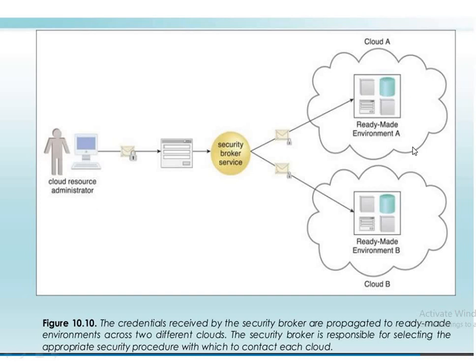You can see here there is a ready-made environment A provided by cloud A, and there is another ready-made environment B provided by cloud B. So the credentials received by the cloud security broker are propagated to ready-made environments like environment A and B across two different clouds, cloud A and cloud B. The security broker is responsible for selecting the appropriate security procedures with which to contact each cloud. So this is an interesting topic, single sign-on.